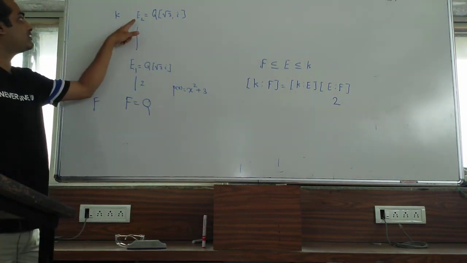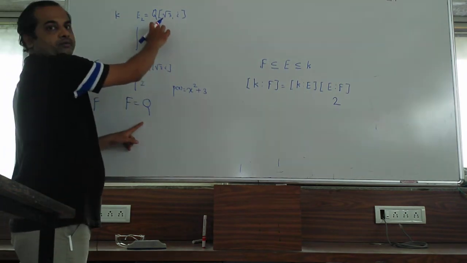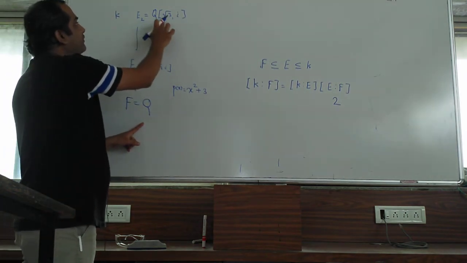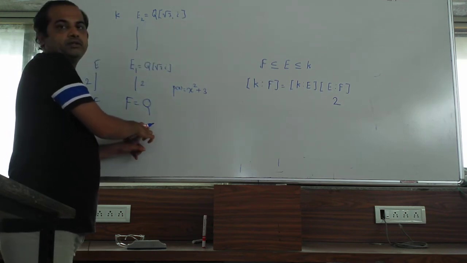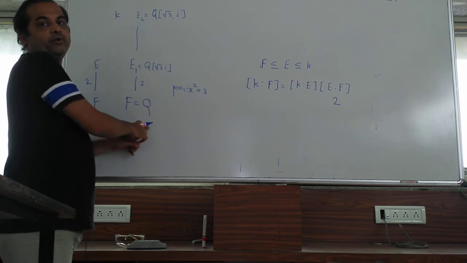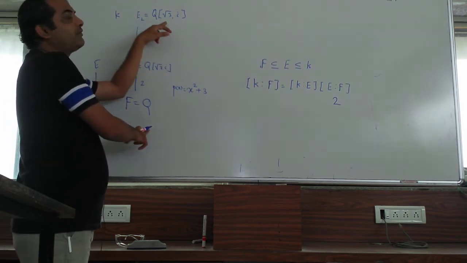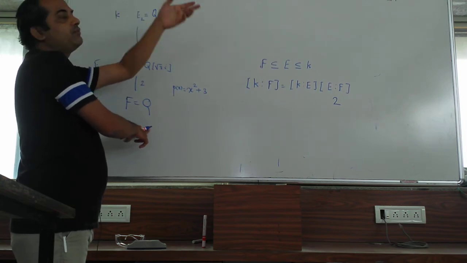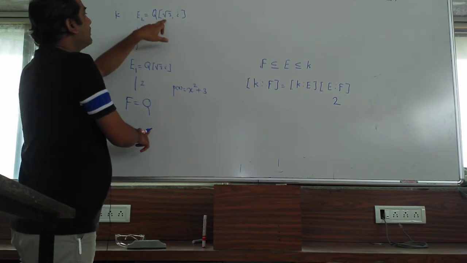What is the degree of extension of K over F? K over F is Q of root 3 comma i over Q. Earlier we saw that the degree of extension is 4, because we have attached root 3 and i. So Q of root 3 is a degree 2 extension. Then we attach i, whose polynomial is x square plus 1, which is degree 2.